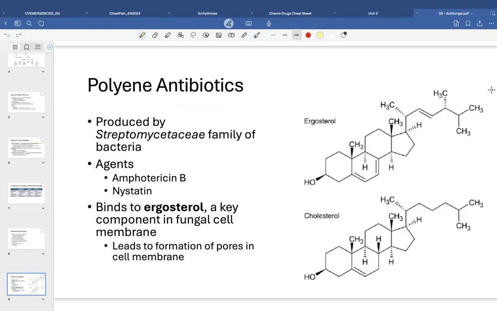So it's very similar, but it's distinct enough that pharmacologically we can target ergosterol and have it spare, at least to some degree, cholesterol. The drugs that target this include the polyenes, amphotericin and nystatin, and the largest group, which are the azole inhibitors. We'll start with amphotericin B.